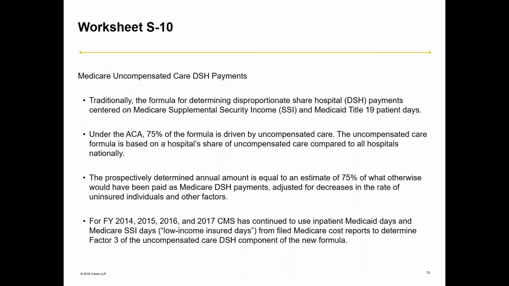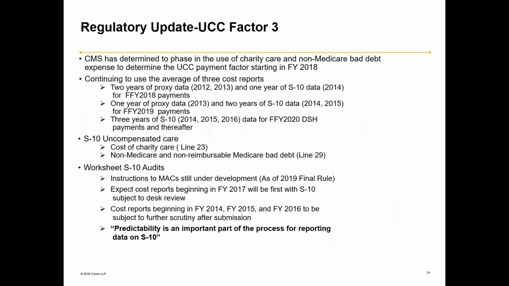So just a little bit of memory refreshing here. That traditional formula is determined based on the SSI and the Medicaid Title 19 days. And with the Affordable Care Act, that traditional formula, DSH payment, was slashed by 75%. And then that portion is redistributed back to hospitals based on that similar SSI portion of the payment.